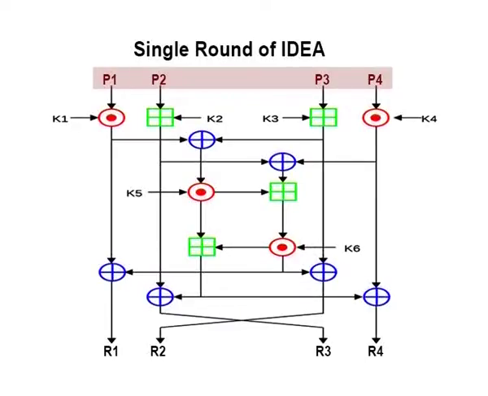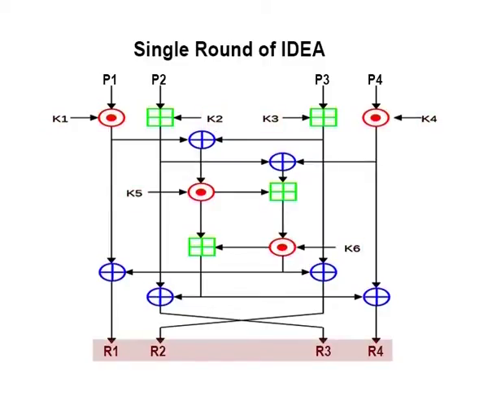In this figure, P1 to P4 are input blocks and K1 to K6 are subkeys. The output of this round is denoted by R1 to R4 and not C1 to C4, because this is an intermediate output and not the final ciphertext, and this output will be processed in further rounds.